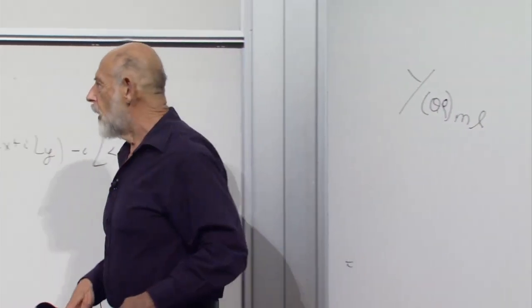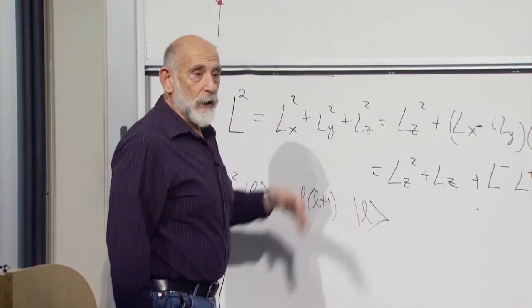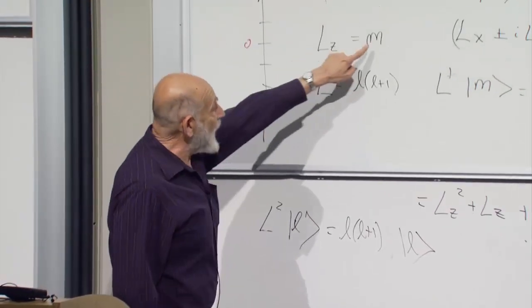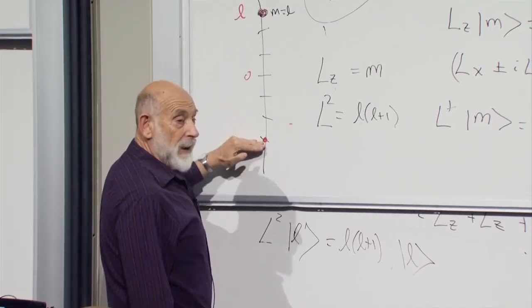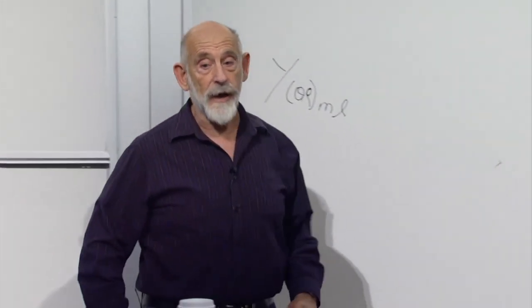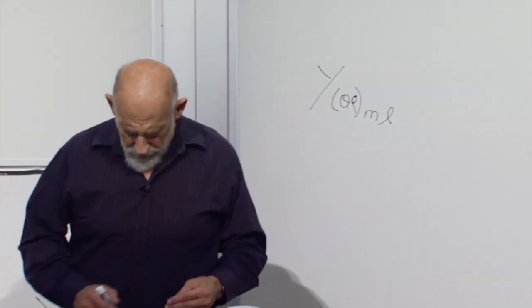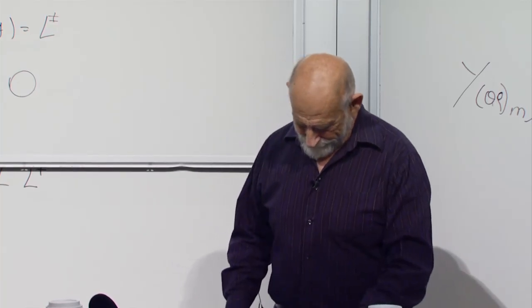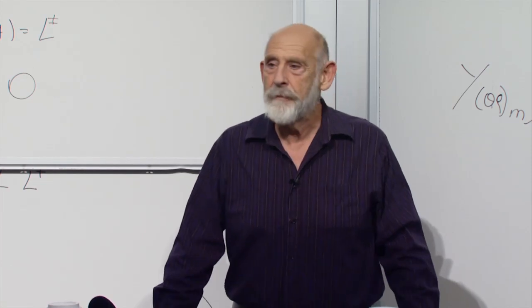All we ever have to really know is that for every value of L, there are 2L plus 1 of them. The 2L plus 1 of them have magnetic quantum numbers, m, that range from L down to minus L, and that the square of the angular momentum is L times L plus 1. That's all we're ever going to have to really know to do atomic physics. Okay, any questions about the structure of angular momentum multiplets?